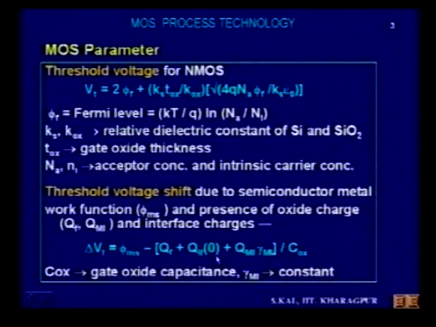And Qit is the trapped charges, Qf is the fixed oxide charge, gamma mi is a constant, and Cox is the gate oxide capacitance. Okay, these are all charges trapped inside the silicon dioxide. Because of that, the threshold voltage will be shifted. So this particular term will be added with the Vt. This is a change. Over and above this relation, this delta Vt will also come into the picture.